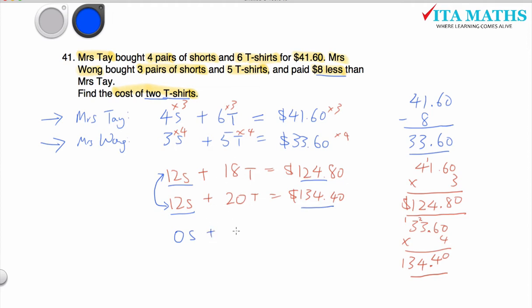Plus 20 t-shirts minus 18 t-shirts. How many t-shirts is that? 20 t-shirts minus 18 t-shirts is 2 t-shirts. Equals to this minus this. How much is that? 134.40 minus 124.80. Okay, 40 cents minus 80 cents, not enough. Let's borrow from here. This becomes a 3. And I have a dollar, add a dollar here. 14 minus 8, you have 60 cents. 3 and 4, not enough. Might borrow from here. This becomes 2. This becomes 13. 13 minus 4, you have $9.60. So now we know that 2 t-shirts is $9.60. Then this is the answer you are looking for.